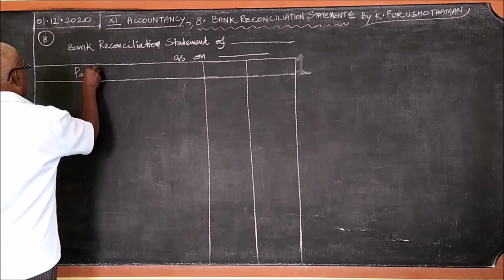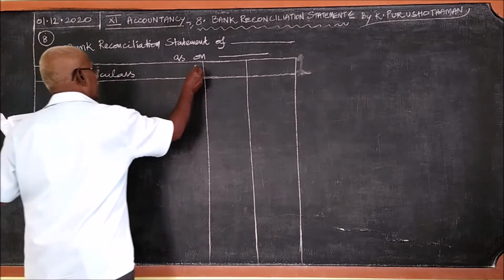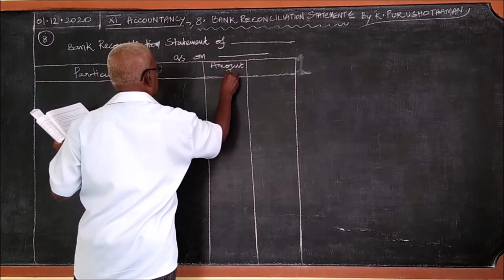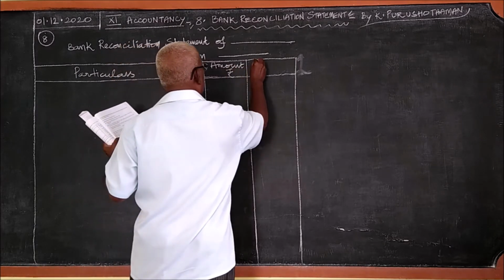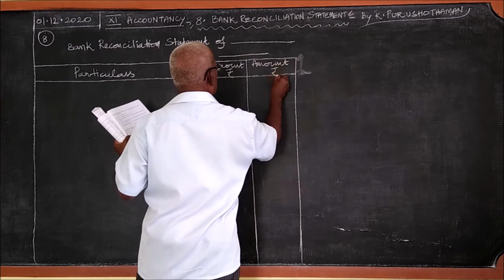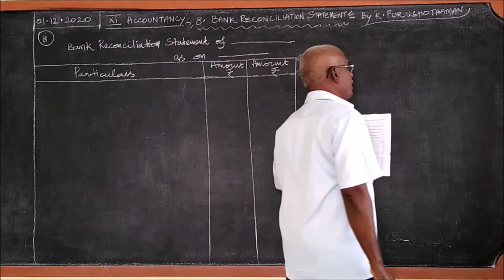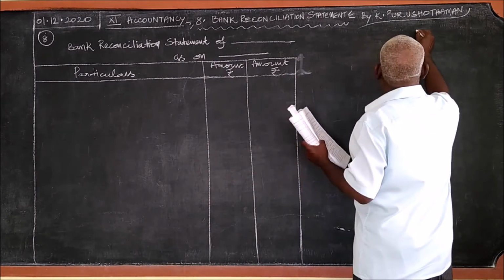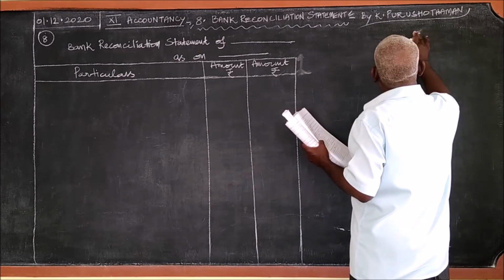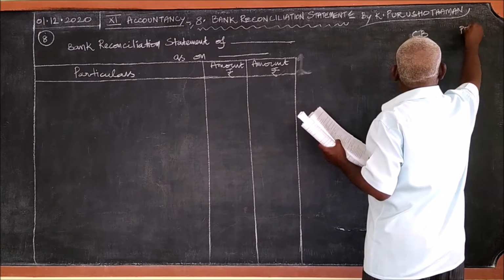Here there are 3 columns we have seen already. Particulars, amount, rupees, amount, rupees. I reminded you yesterday itself, cash book, passbook.